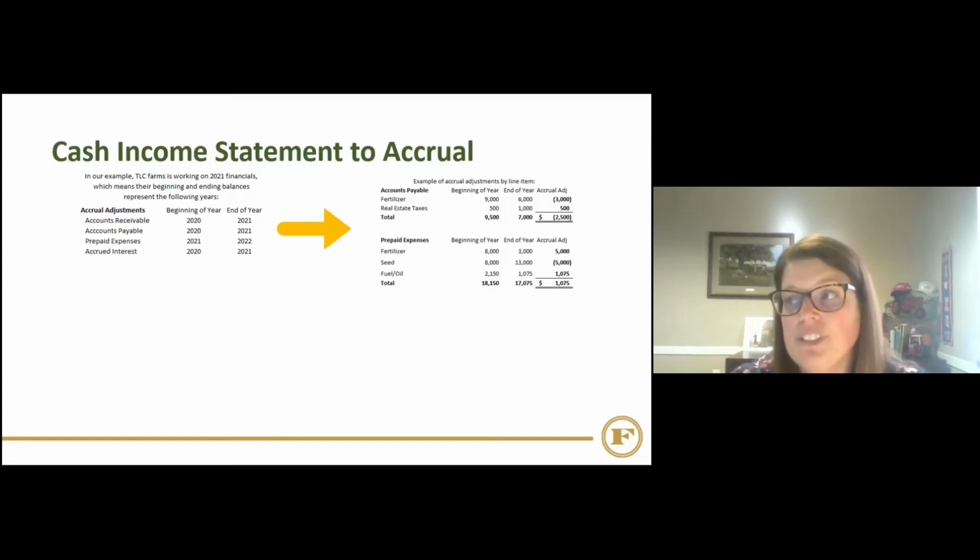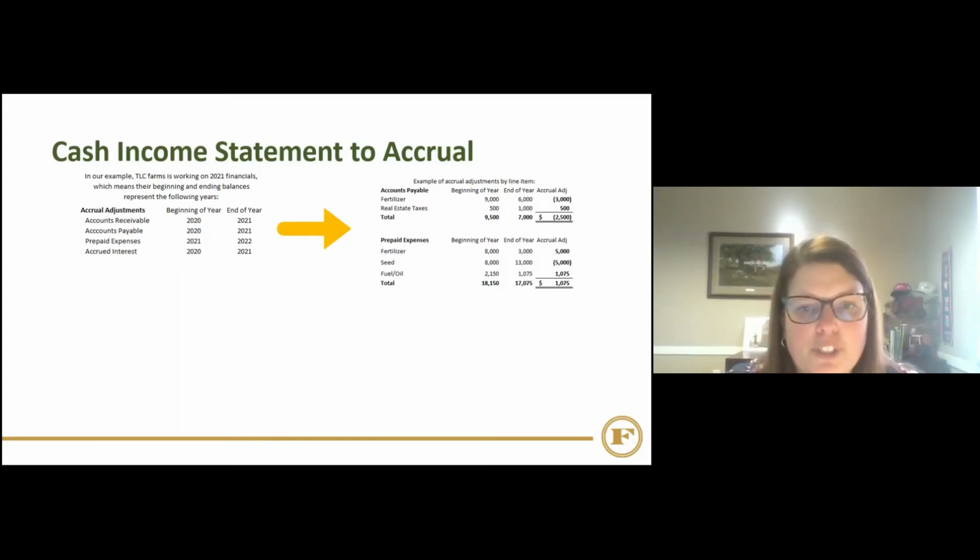And what you do is you take the end of year balance minus the beginning of year balance to get the accrual adjustment. So this gets you your accounts payable accrual adjustment as an entire category, which is in this case negative 2,500. And we'll discuss what to do with that negative 2,500 coming up.